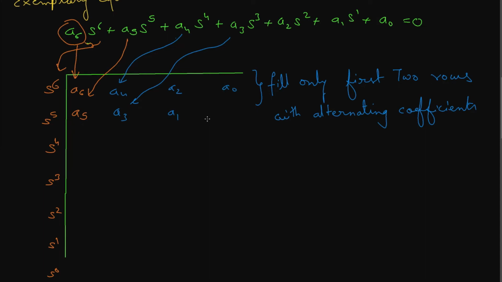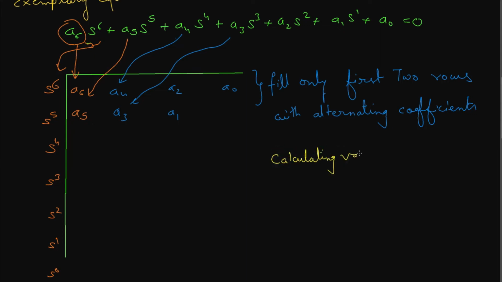In the fourth column, we will again decrease the power by 2, that is, the coefficient of S raised to power 0 will be put here. And since there is no power to be decreased further, we can leave the space empty or we can consider it to be a 0.